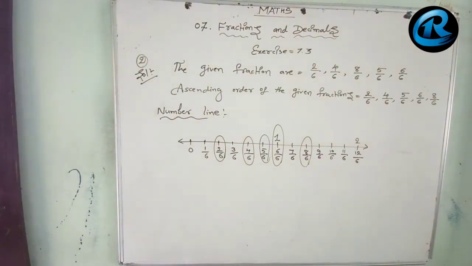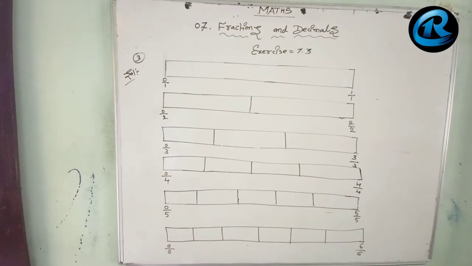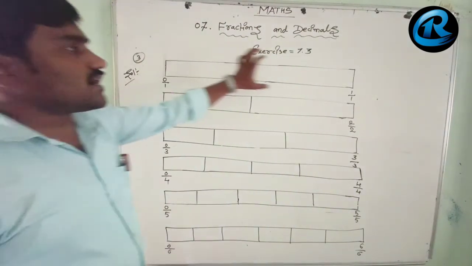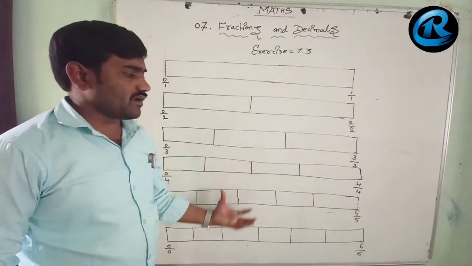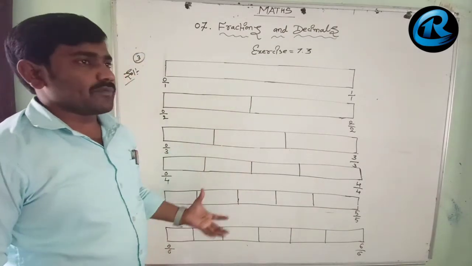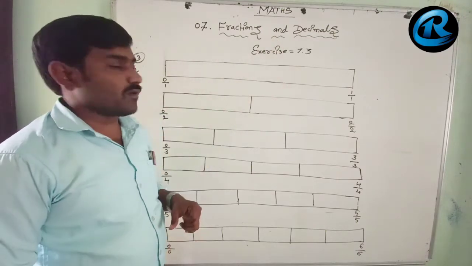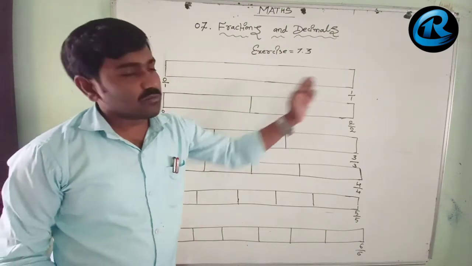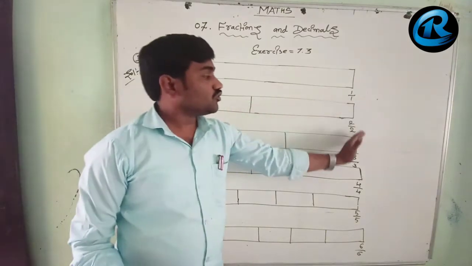Okay, the next question, the third question, will also be based on the number line only. Let us see that question now. Now this is the third question. See that the same box was divided into different numbers of parts. The first box has only one part, 0 by 1 and 1 by 1. But the second one, you see, has 0 by 2 and 2 by 2.